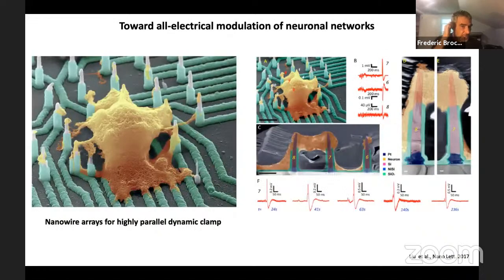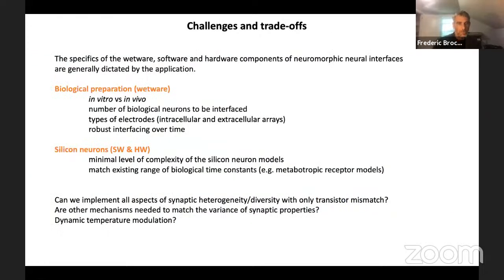And the idea would be to have silicon neurons that will be connected to do dynamic clamp at parallel levels by using those nanowire arrays. So we can address every single contact of those nanowire arrays that make contact with the neurons, which could be independently modulated with silicon neurons on the other side in a neuromorphic chip, so that every single current could be implemented on different single electrodes.